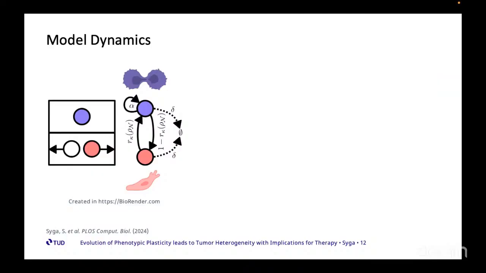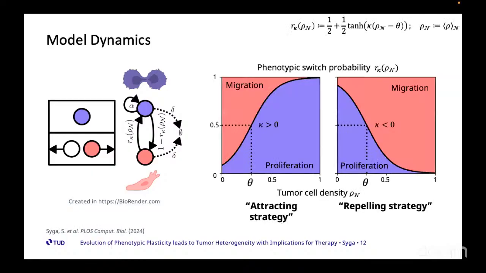Now, if you think about what kind of this transition probability, if you want to assume something that is not too complicated, some monotonous function, then what you can see is that there are actually two options for what the cells can do. Either you have something that is increasing with tumor cell density, where you're more likely to proliferate when you're close to other cells. And this we can think of as a kind of attracting strategy. And it's given by a positive kappa value here. Or you have the opposite, where if the tumor cell density becomes too high, you try to run away. So this is a kind of repelling strategy.